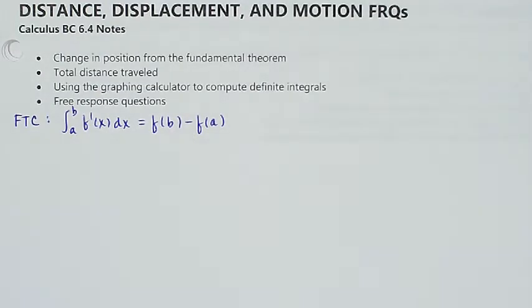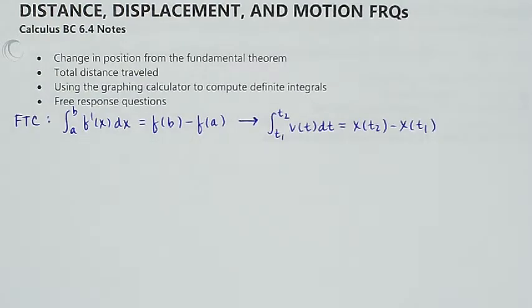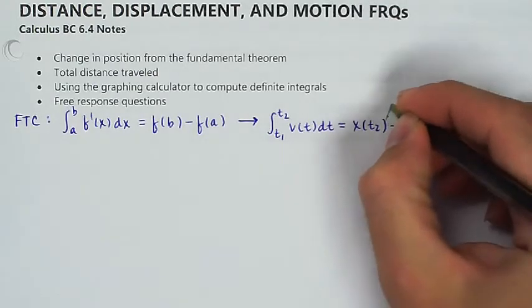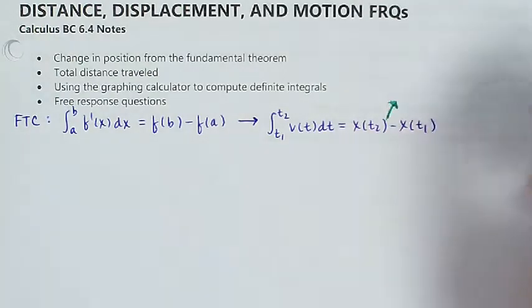So if I was to apply this to the position, velocity, acceleration scenario, I could say that the integral of velocity between two time values is the change in the antiderivative of velocity, which is position. So that's going to be the change in position, a definite integral of velocity. And we'll say this is change in position, but we'll also define this as displacement.